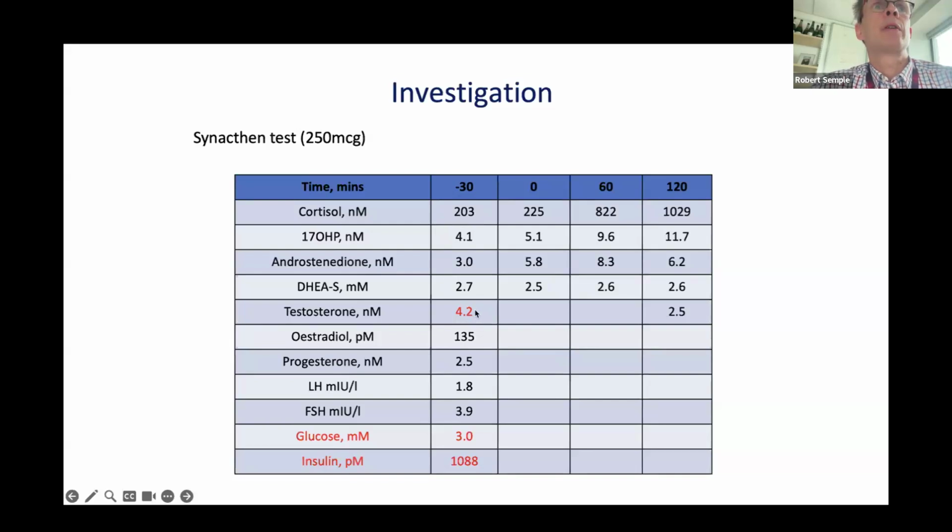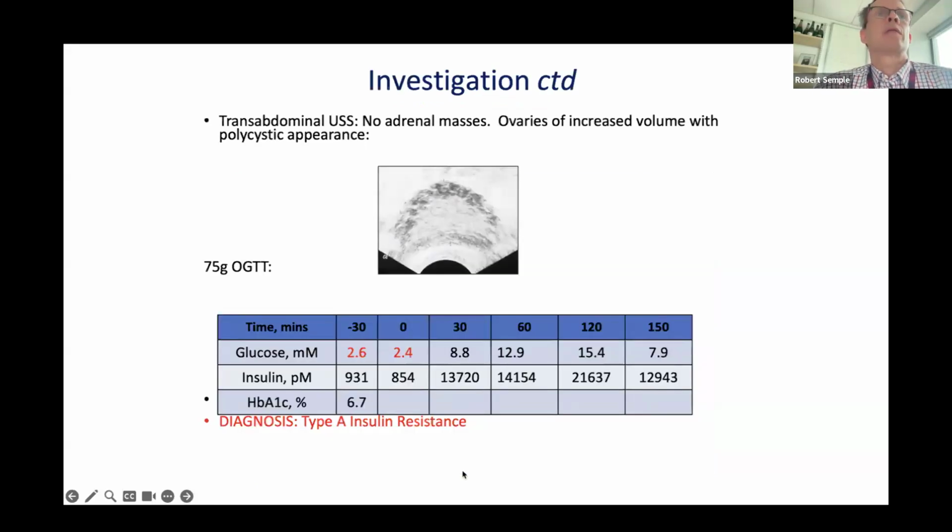Testosterone indeed was 4.2. And almost as an afterthought, they added on a couple of tests. They added on glucose and insulin. And as you can see, the glucose is actually low. And despite a low glucose, the insulin is 1,000. So this triggered an oral glucose tolerance test.